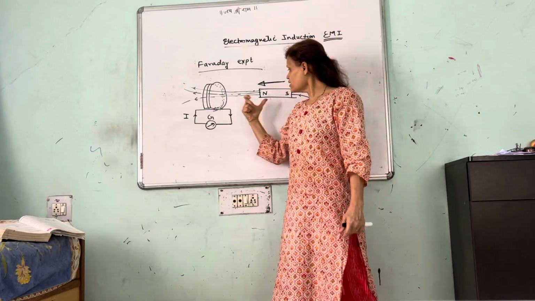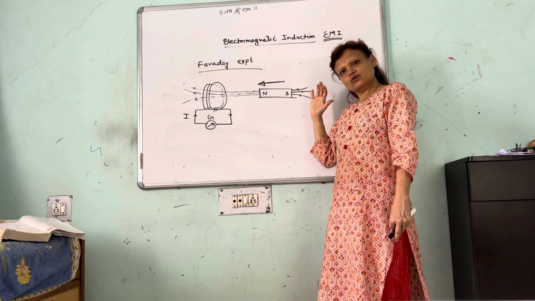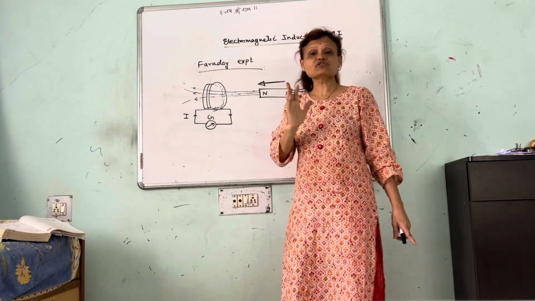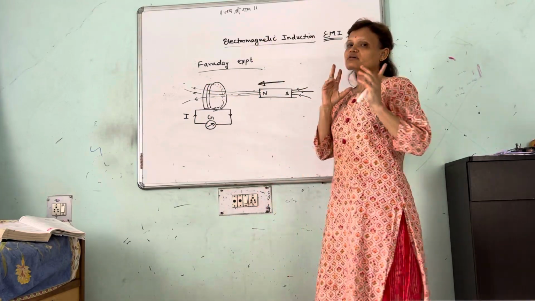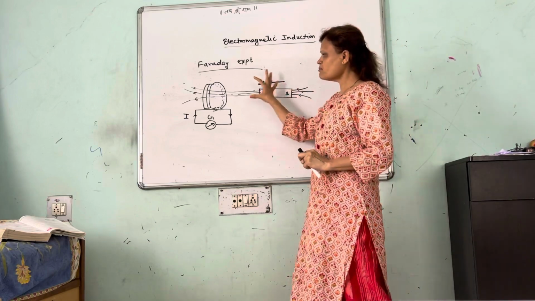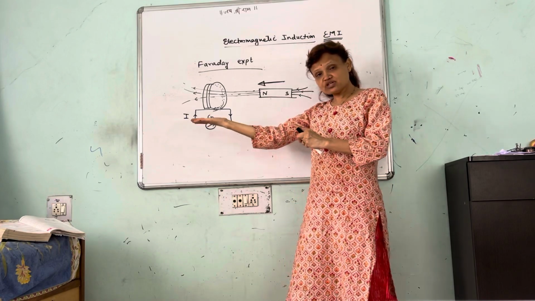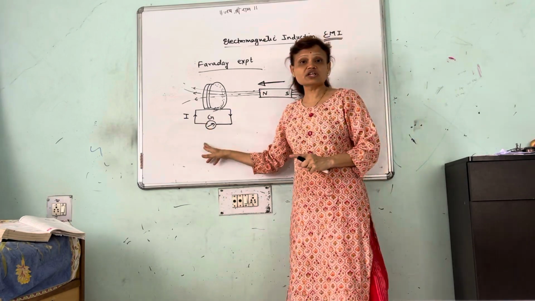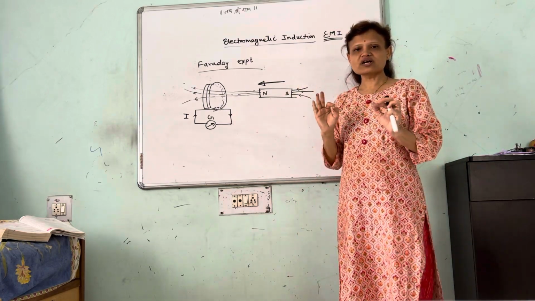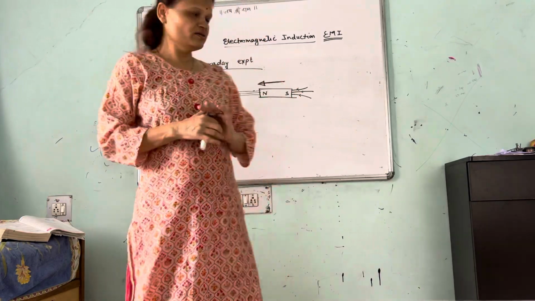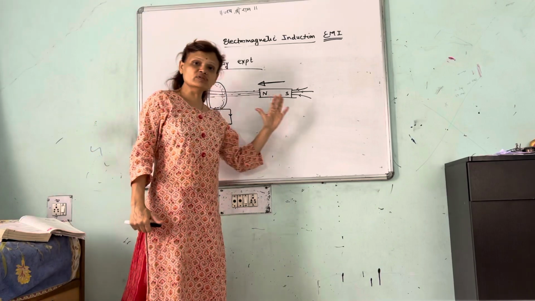Then when the magnet was moved backwards, that time also some momentary deflection was there, but in the opposite or reverse direction. So whenever we move the magnet, there is deflection. If we change the direction of motion, there is a change in the direction of current. When the magnet is stationary, no current flows.